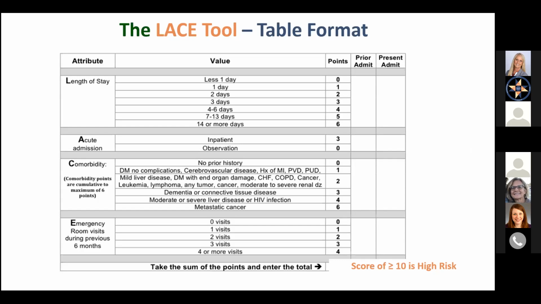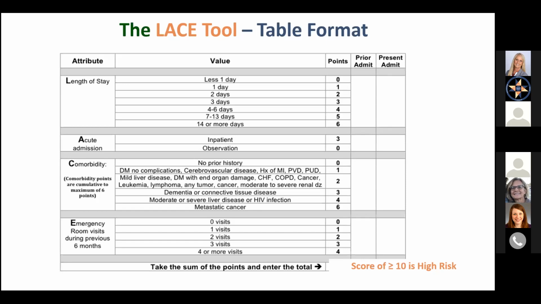The third attribute, the Charlson comorbidity index, is assessed by the type and the number of comorbidities, and this is cumulative up to a maximum of 6 points. The fourth component of LACE, emergency room visits, is just what it is. How many visits have they had in the previous 6 months? So these scores are added, and a sum greater than 10 signifies that a patient is at high risk.